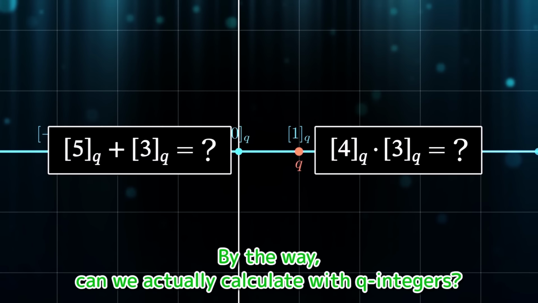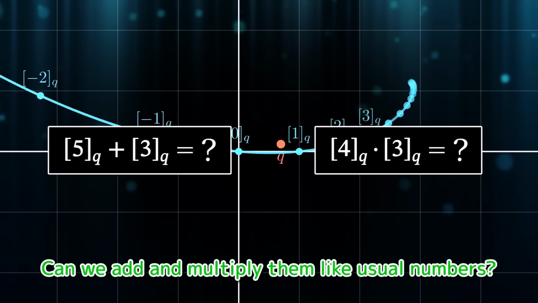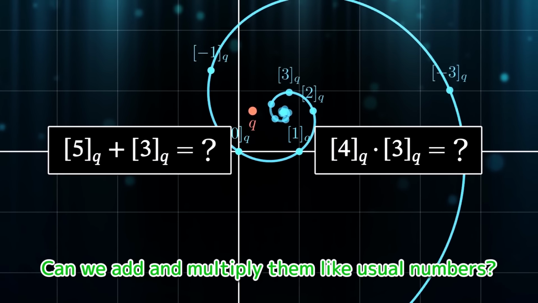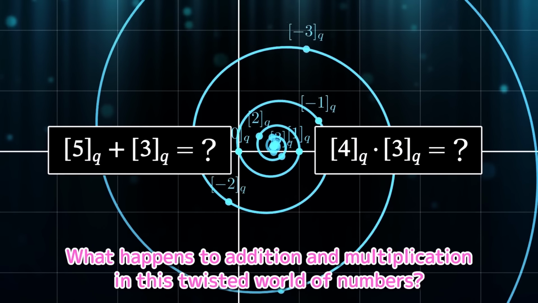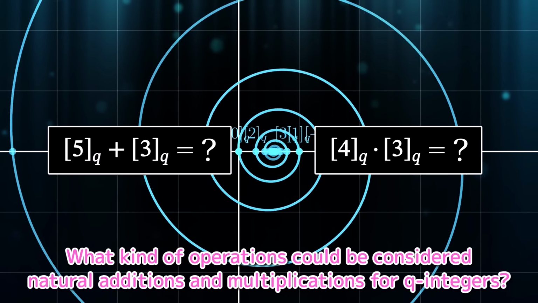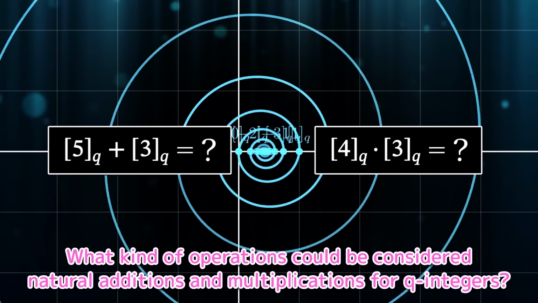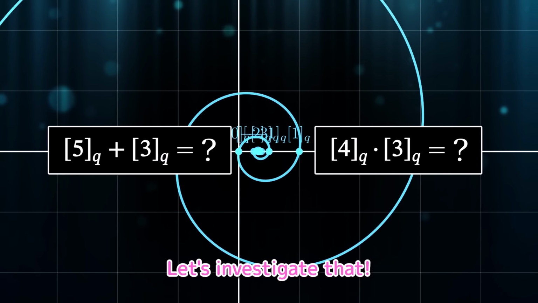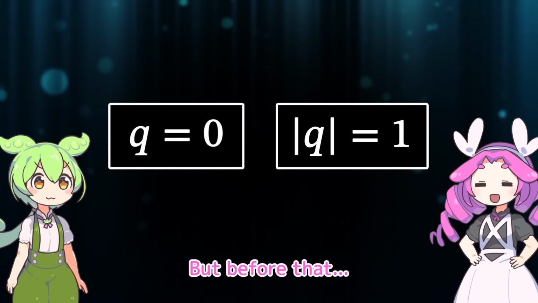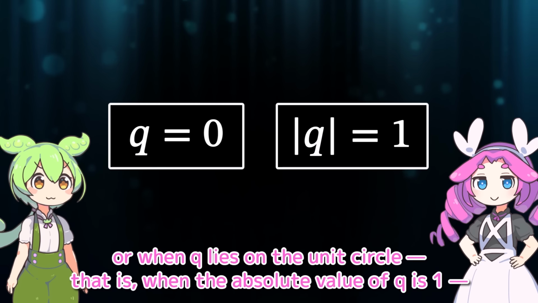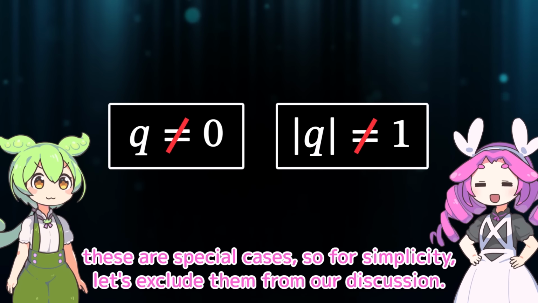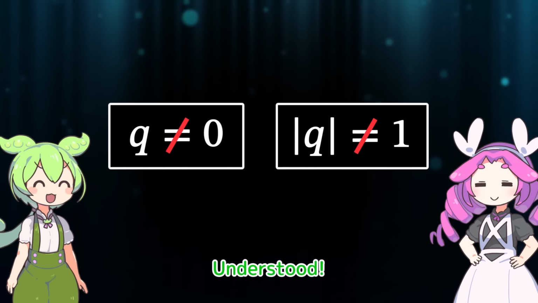By the way, can we actually calculate with q integers? Can we add and multiply them like usual numbers? That's an interesting question. What happens to addition and multiplication in this twisted world of numbers? What kind of operations could be considered natural additions and multiplications for q integers? Let's investigate that. But before that, as we've seen, when q equals 0 or when q lies on the unit circle, that is, when the absolute value of q is 1, these are special cases, so for simplicity, let's exclude them from our discussion. Understood.